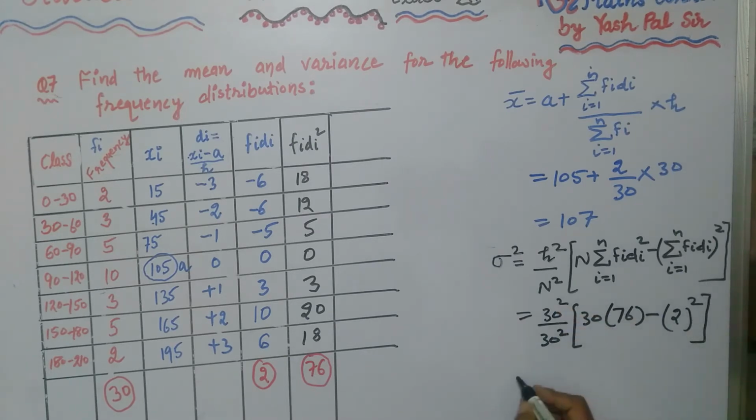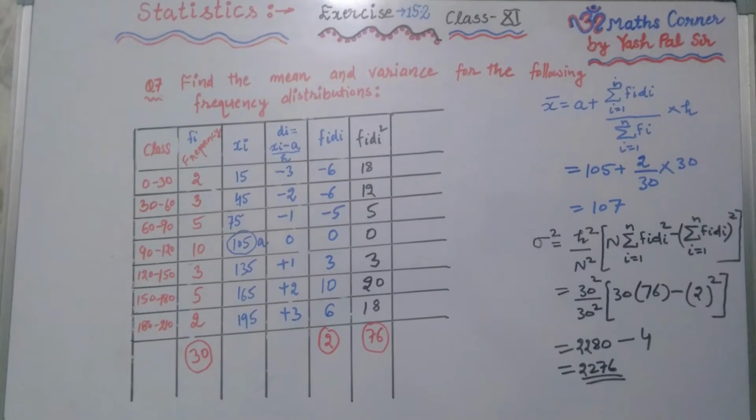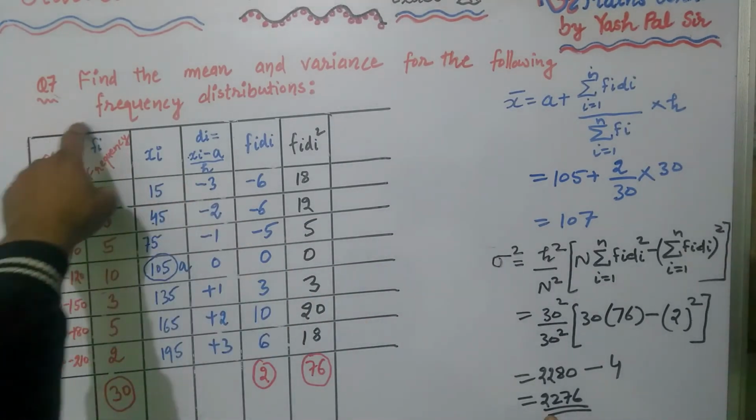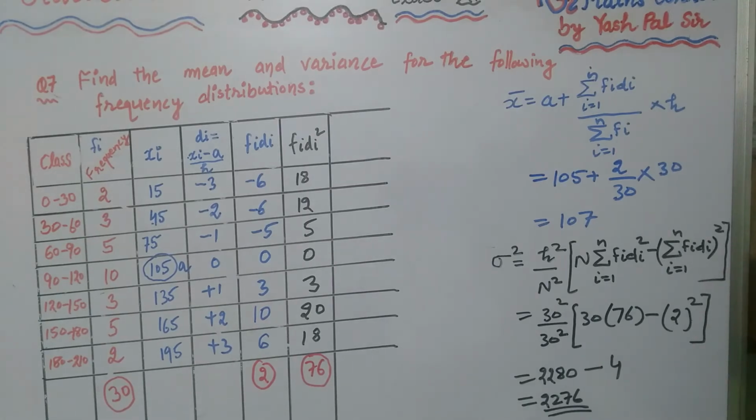30 square and 30 square cancel. We are left with 76 into 30, which is 2280, minus 4. So the answer is 2276. So this is the variance of this frequency distribution.